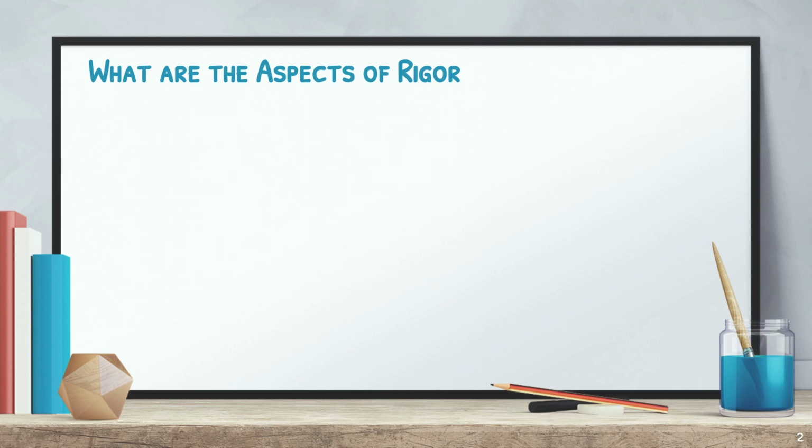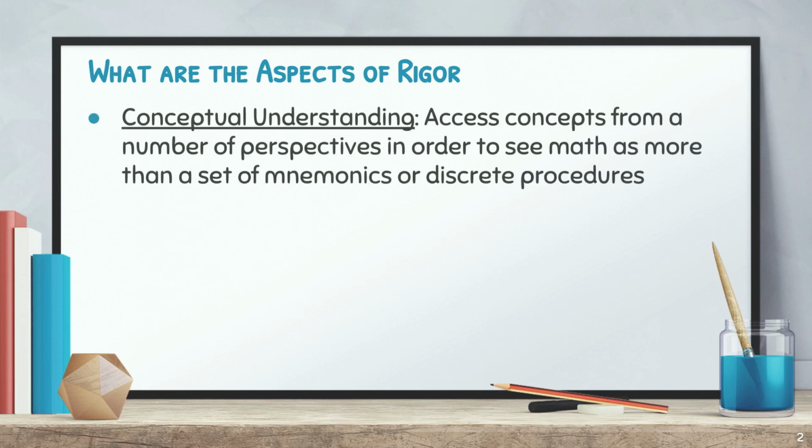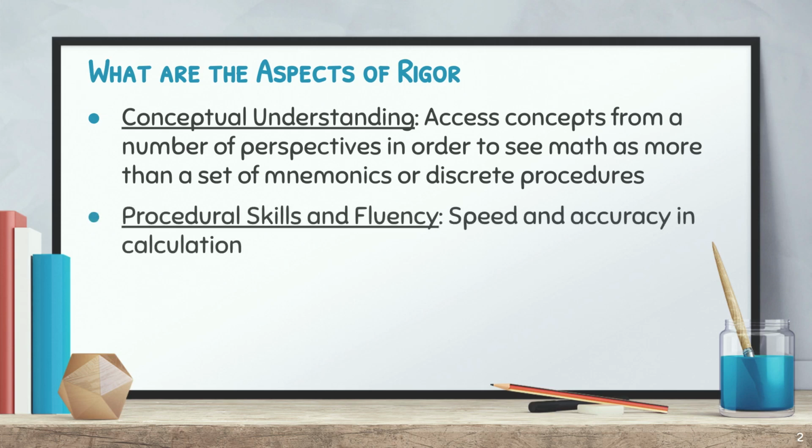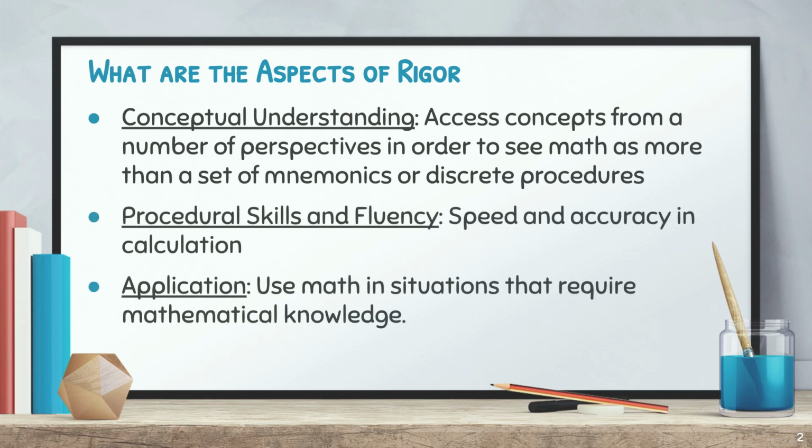In order to accomplish this, there must be a balance of conceptual understanding, procedural skills and fluency, and application in the mathematical experiences that students are exposed to. The standards call for conceptual understanding of key concepts, such as place value and ratios. Students must be able to access concepts from a number of perspectives in order to see math as more than a set of mnemonics or discrete procedures.